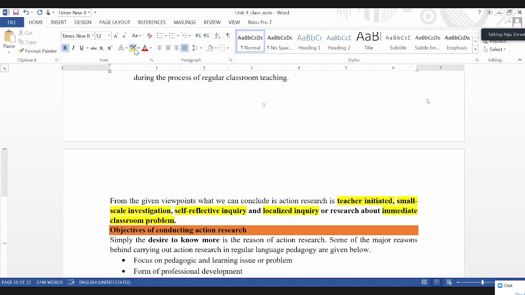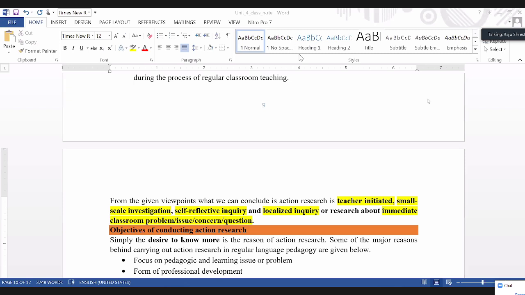So these things, if you understand, you can write in your own words. Teacher conducted or teacher initiated research, small scale investigation. Self reflective inquiry, we put a mirror in front of us and ask questions, why my students are not active, doing well, or engaging or participating in the classroom activities, reading, writing, listening, speaking. And we ask ourselves. Localized inquiry, situation is specific, place is specific. And the topic is what? Immediate classroom problem, issue, or concern. This is the immediate problem, immediate issue, immediate concern, immediate question, which we face in the classroom. And to address, to solve these, we intervene, we act, and try to solve. This is what action research is.